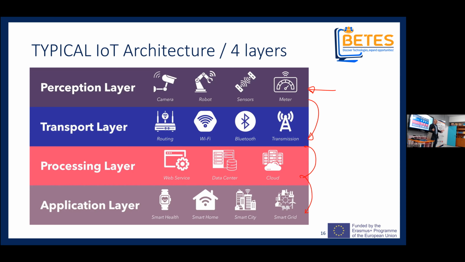And then we have the application layer. We have an application on our mobile phone, on our smart watch, to inform us about something, to give us some alerts about what is happening in our smart home, etc.